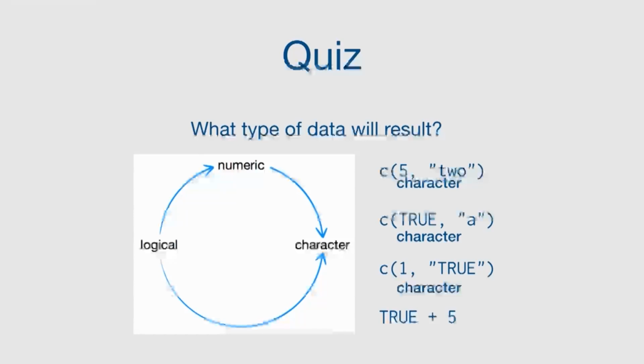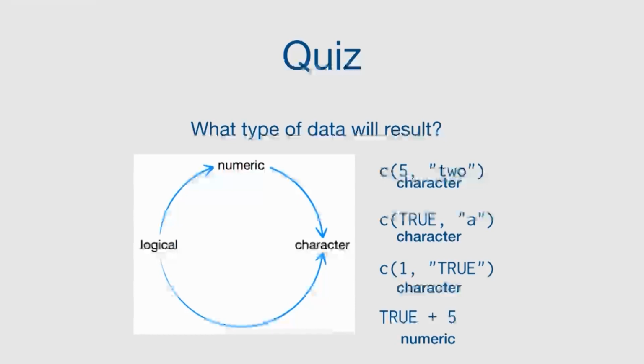All right. So let's go back to this last one. What would happen if we actually did math? No vectors are involved here. We're just adding TRUE to 5. Well, this will give us a mathematical answer. And the answer is going to be numeric. It's going to give us the number 6.